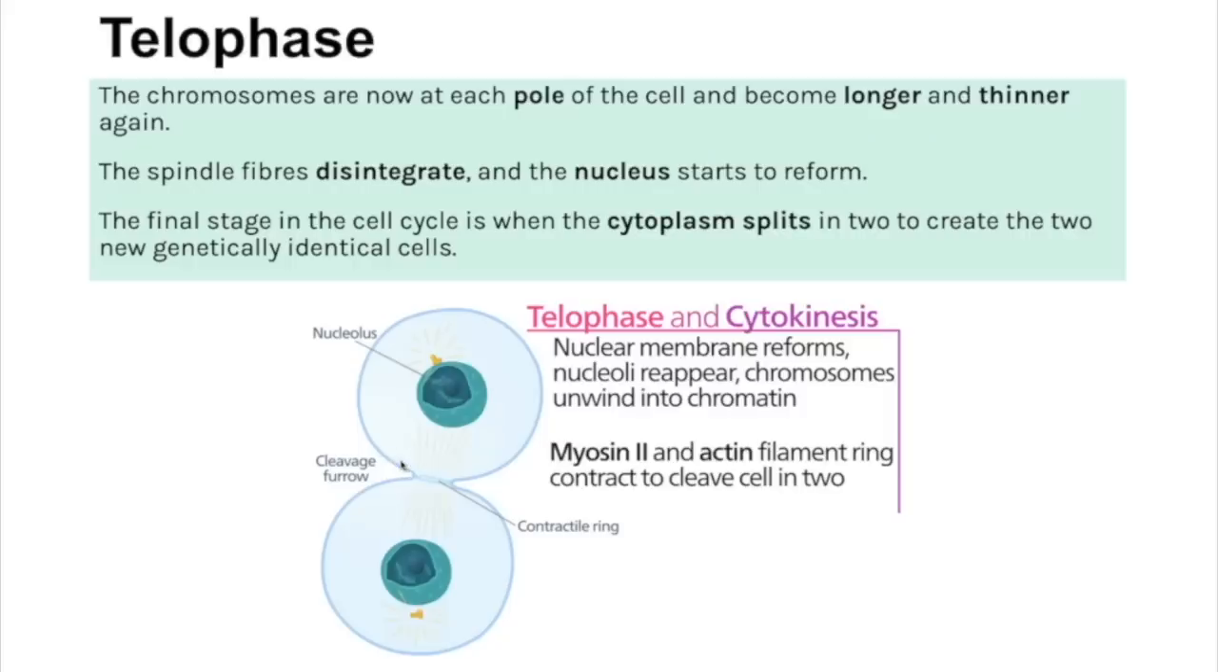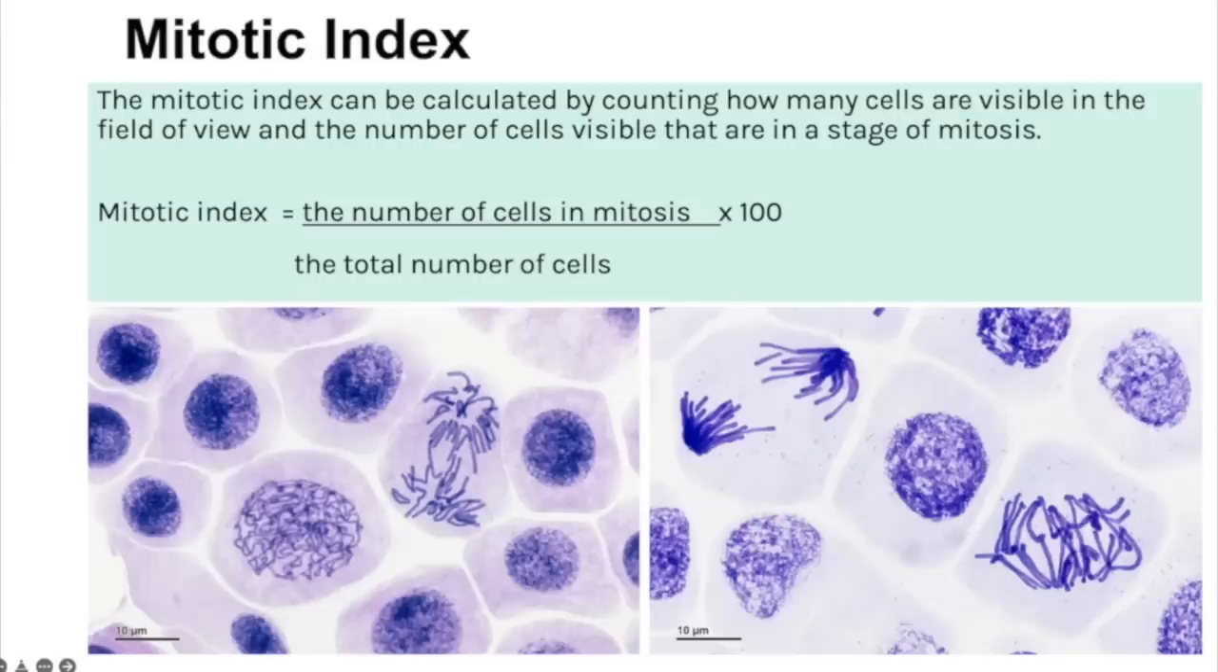In telophase, the chromosomes are now at each pole of the cell and become longer and thinner. The spindle fibres will then disintegrate and the nucleus starts to reform. The final stage in the cell cycle is when the cytoplasm splits in 2 to create the 2 new genetically identical cells. The mitotic index can be calculated by counting first of all how many cells are visible in the field of view, and then counting the number of cells that are also visible but in a stage of mitosis. You can then do a percentage calculation. So you'd be doing the number of cells that you can see in a stage of mitosis divided by the total number of cells present and times it by 100.